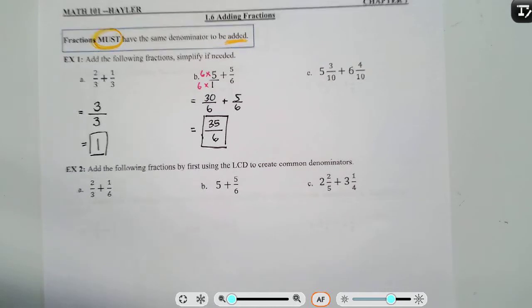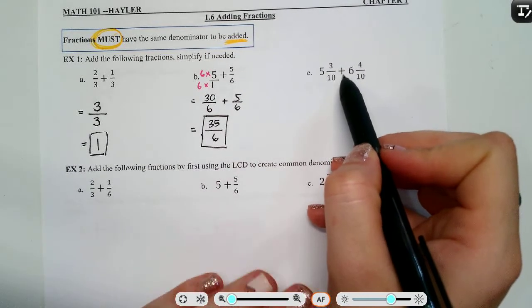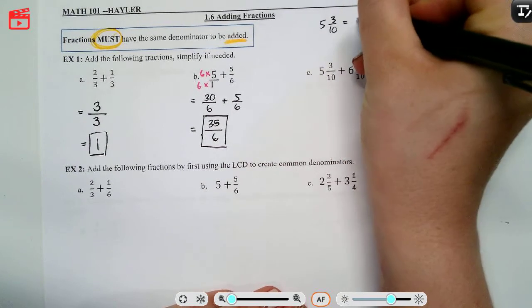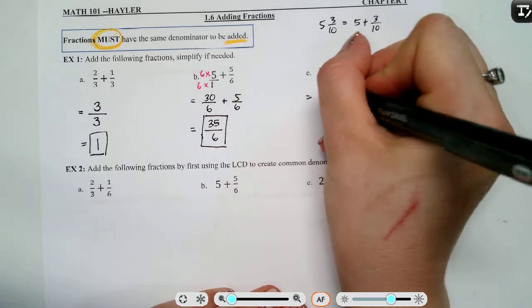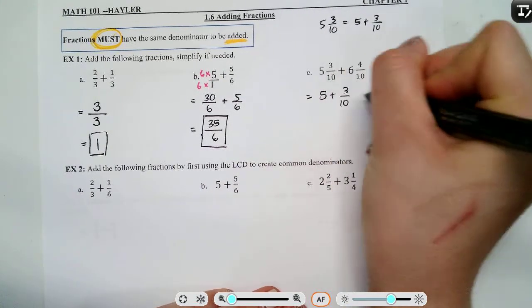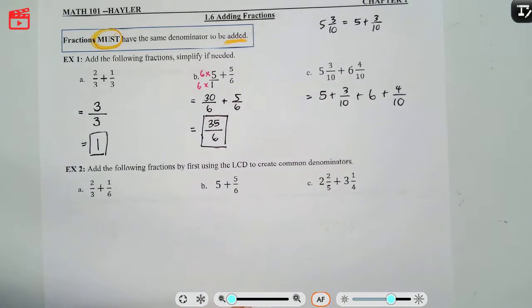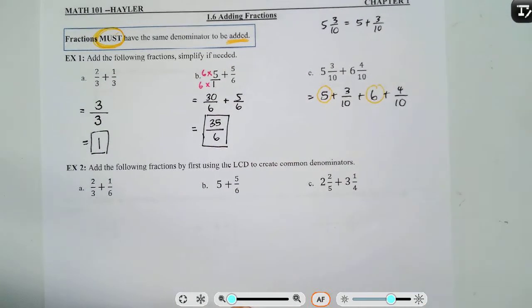All right. So, next one. Oh, okay, because this is addition, what I'm going to do, remember how I said 5 and 3 tenths can also be written as 5 plus 3 tenths? So we're going to go ahead and do that. This is 5 plus 3 tenths plus 6 plus 4 tenths. So what we're going to do is add the whole number parts, 5 and 6. What's 5 plus 6? 5 plus 6 is 11.